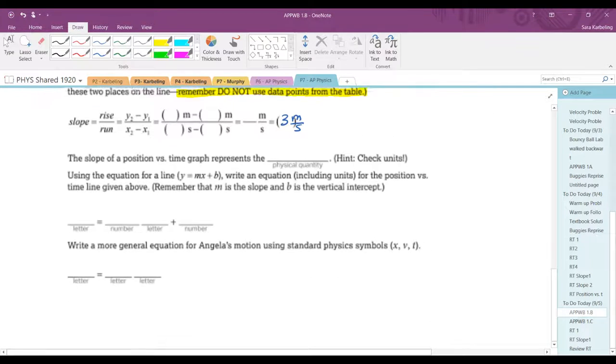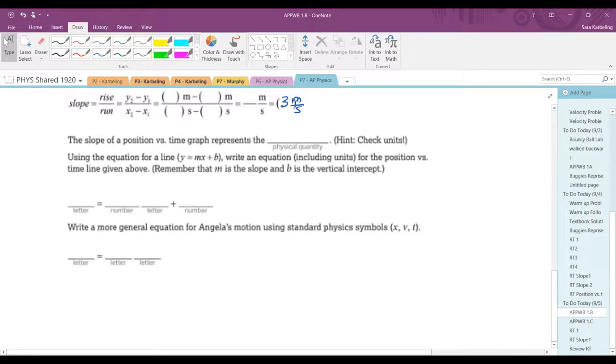Now we're going to figure out what the slope represents, and we're going to extrapolate a little bit further here. So the slope of the position versus time graph, we've been saying this for a few days now, represents velocity.